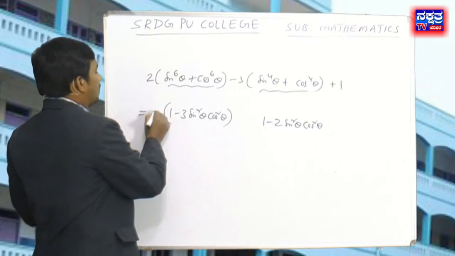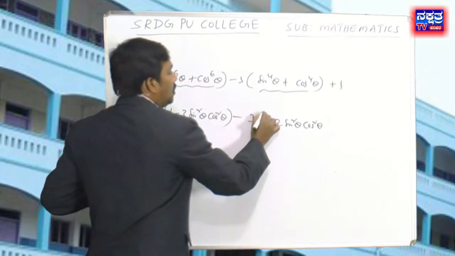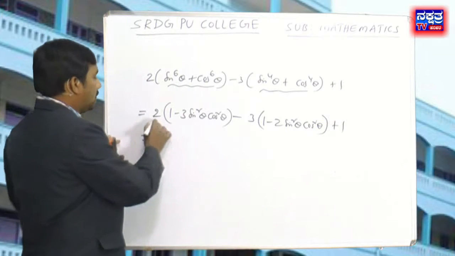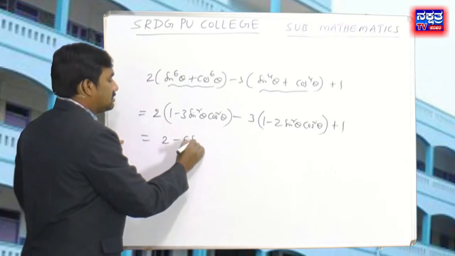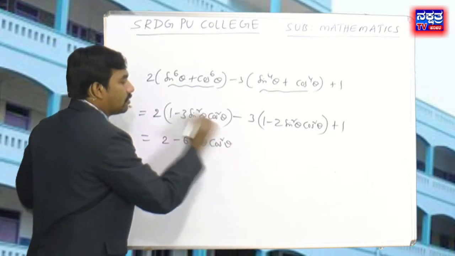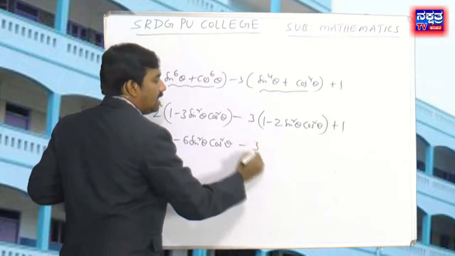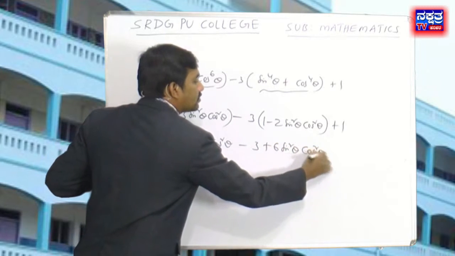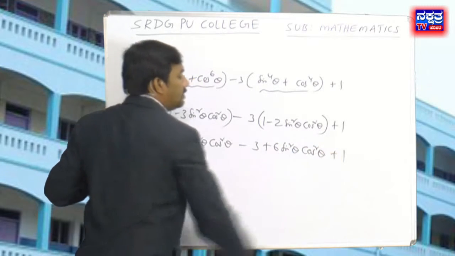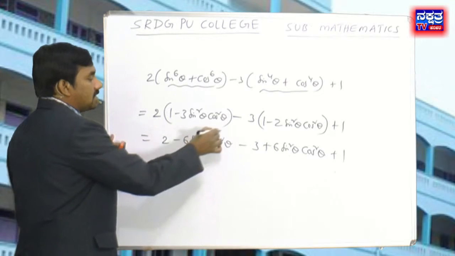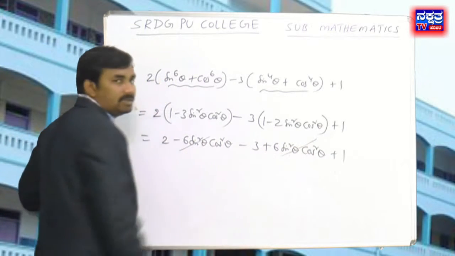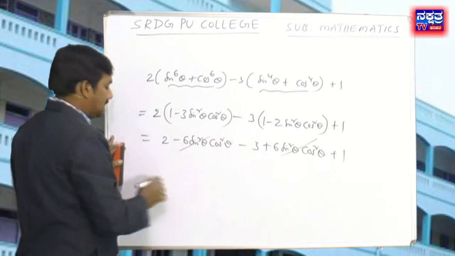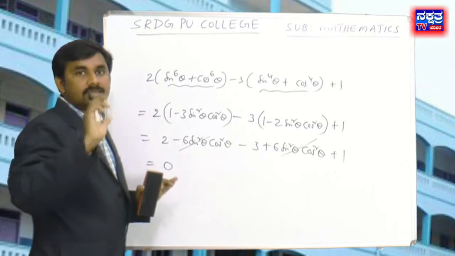Now if you take the corresponding multiples 2 and 3 plus 1, so 2 into 1, 2, minus 6 sine square theta cos square theta, minus 3 plus 6 sine square theta into cos square theta, plus 1. Then minus 6 sine square theta cos square theta plus 6 sine square theta cos square theta will get cancelled. 2 plus 1, 3, 3 minus 3, 0. So the answer is 0.